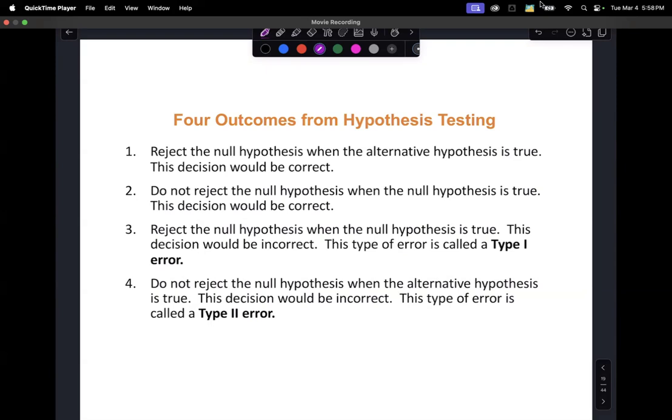Okay, so number 1, these are good outcomes. 1 and 2 are the good outcomes. If you reject the null hypothesis when the alternative hypothesis is true, this is the correct decision. So if we find the evidence to support our alternative hypothesis, we will reject the null hypothesis. We will say the null hypothesis is not true. I have evidence to support it isn't true. So therefore, I reject the null hypothesis. I don't like the word accept. We generally say fail to reject.